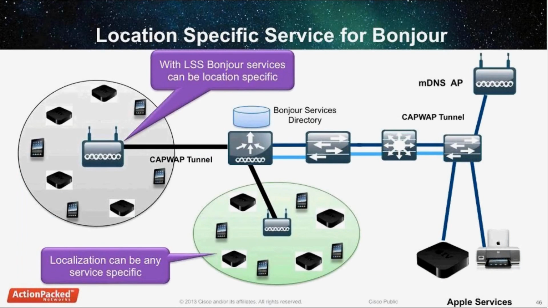So in addition to most of the things that we discussed, we also do location-specific services. Let's say you have an Apple TV and you want to restrict the Apple TV to a given area. You can do that by using a location-specific service on the Cisco Wireless LAN controller.